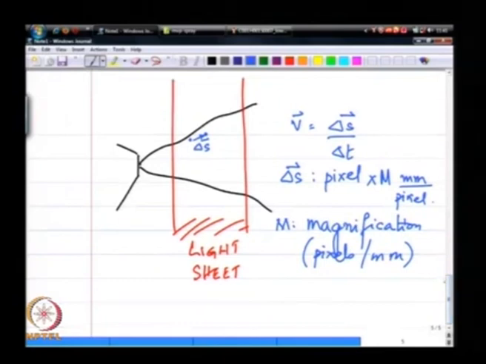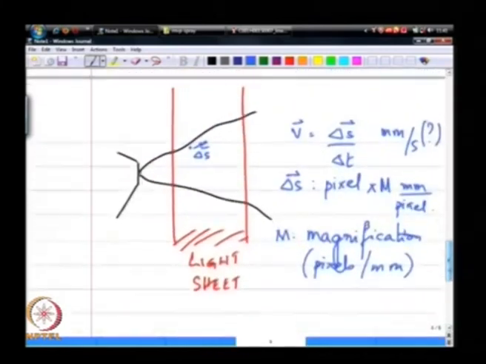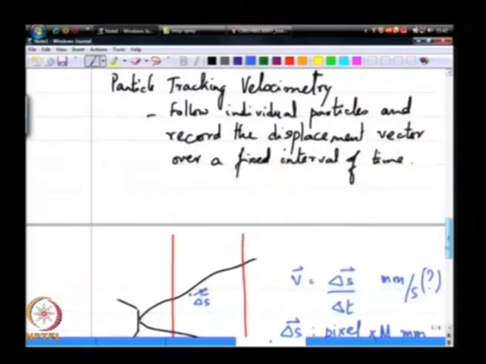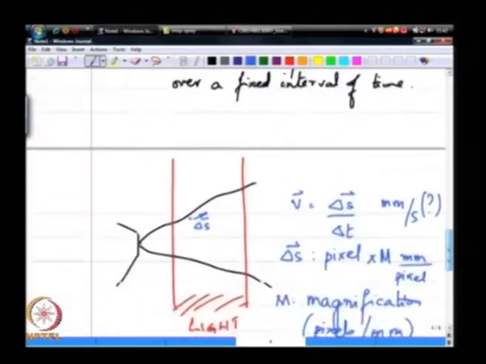So, in any case, I do need this magnification in pixels per mm to convert displacement in pixels to velocity in length units, let us say mm per second. So, this is the simplest of microscopic parameter measurements.